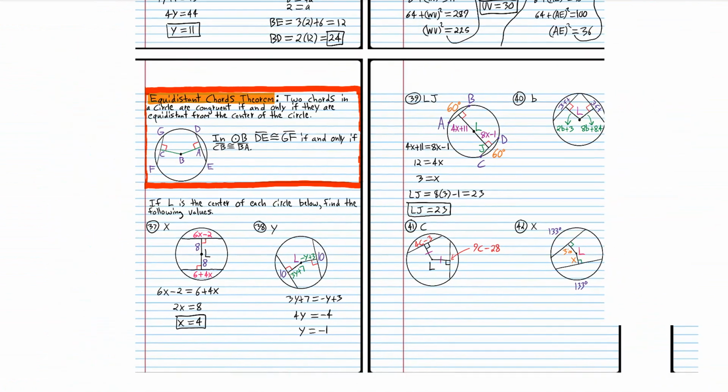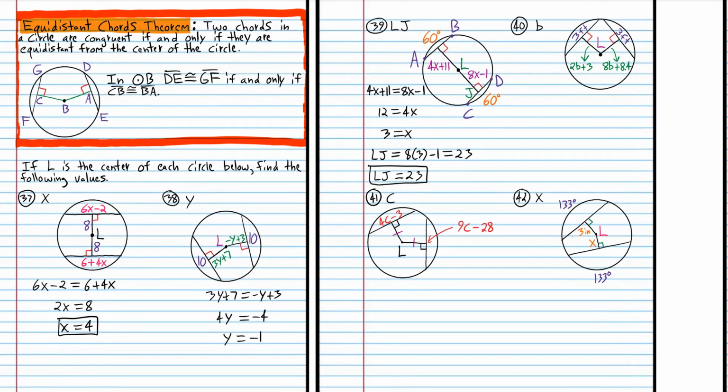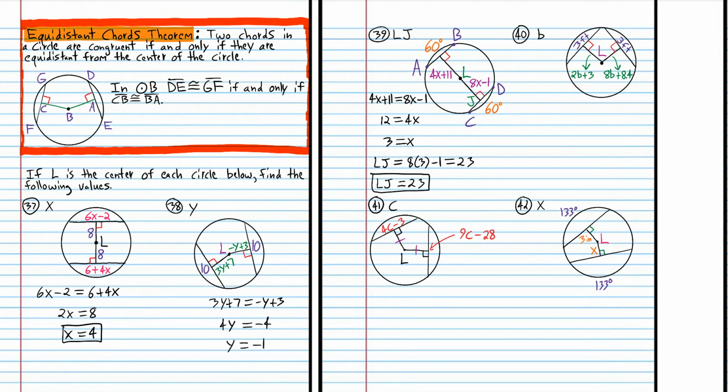So as you can see, these theorems are pretty easy. Now it's time for you to try number 40. Number 40 has a decimal, so I'm sorry about that. You can use a calculator if you want. Try number 40, and when you come back, we'll do it together.